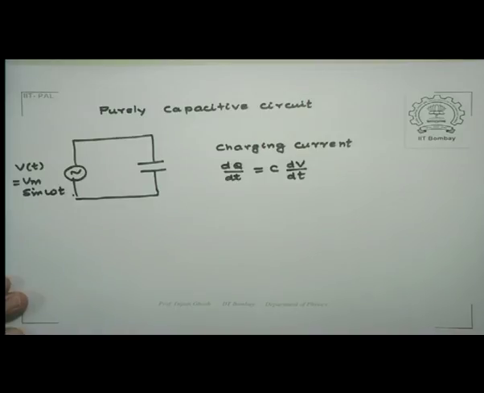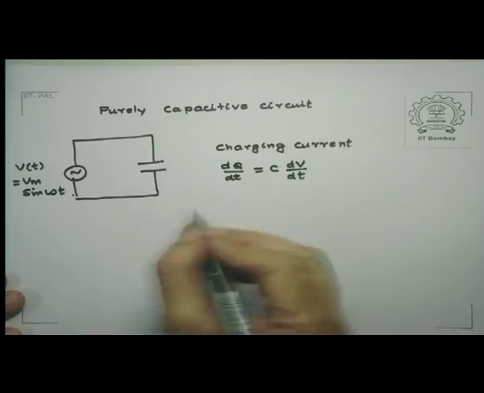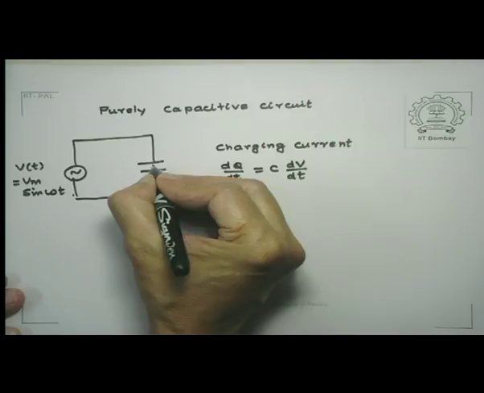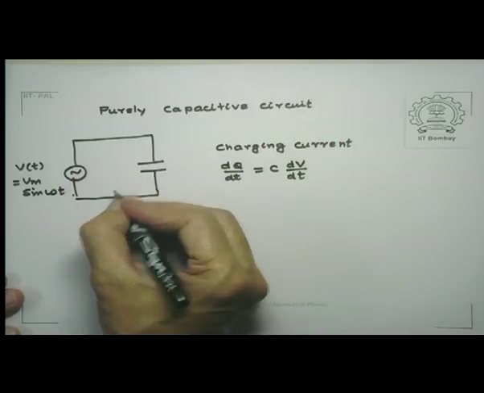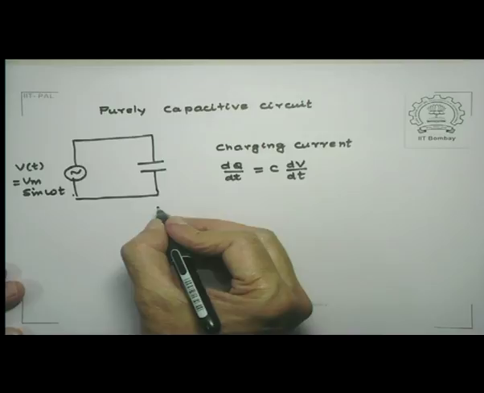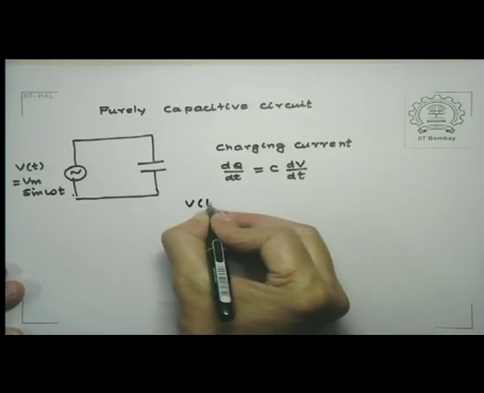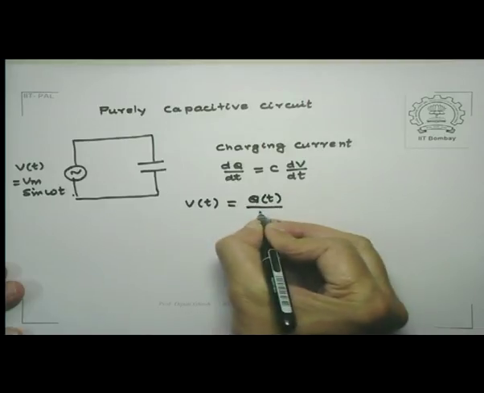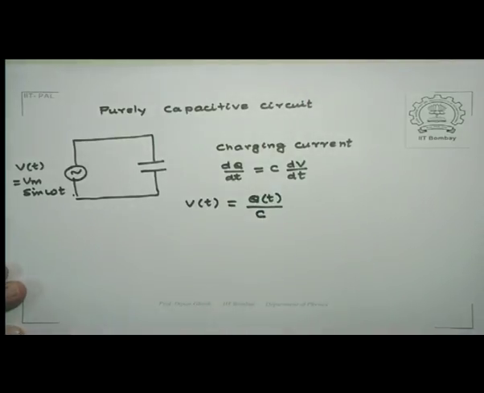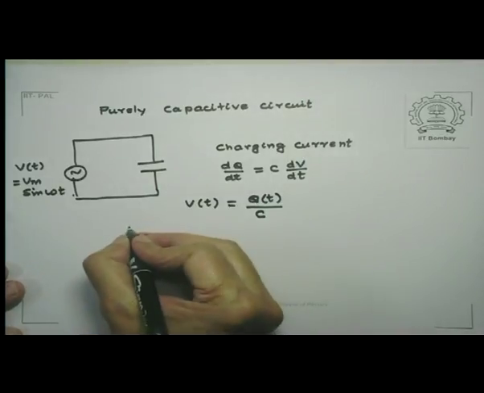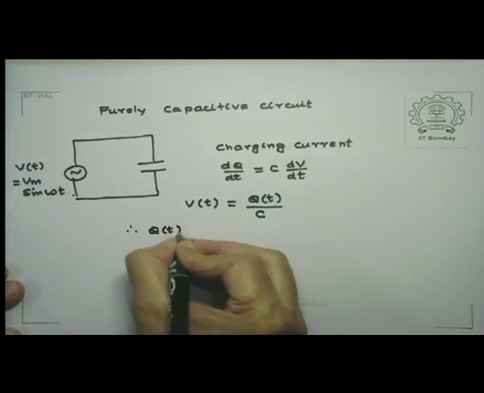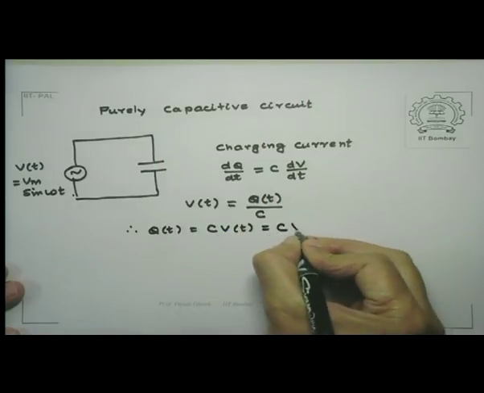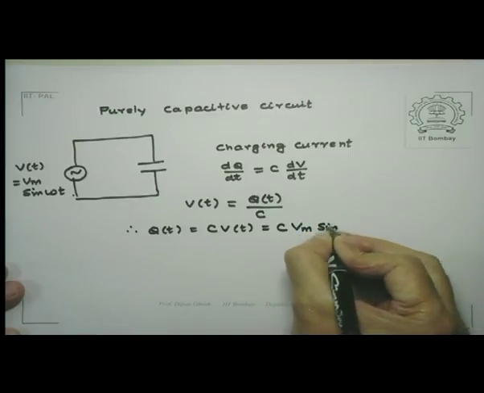And so therefore, the voltage difference between the two plates, since there are no other elements in this circuit, is the same as V of t. So what I get is V of t is given by the instantaneous Q of t divided by C. So therefore Q of t is C times V of t, which is equal to C times Vm times sine of omega t.